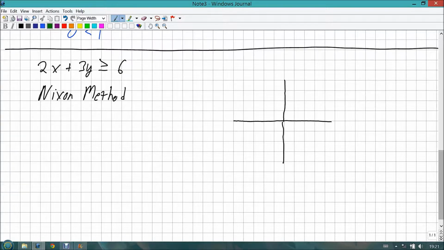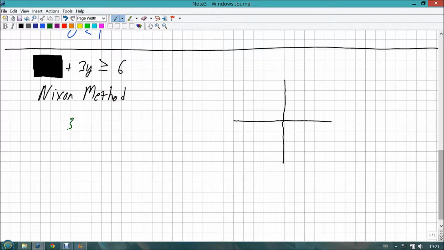Still, the Nixon Method. Now, the Nixon Method is something really easy to work with. We cover up. We start out by saying, okay, what's my y value? Well, I cover up my x. And I am left with 3y is greater than or equal to 6. Now remember, we can treat these things as if they're equal signs.